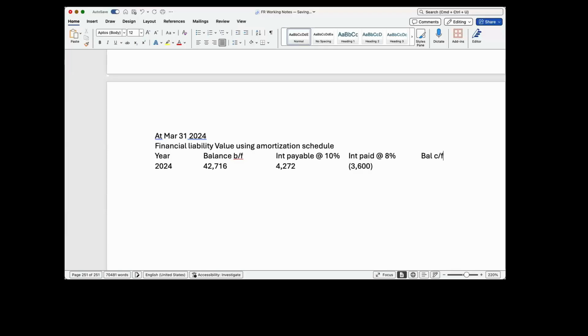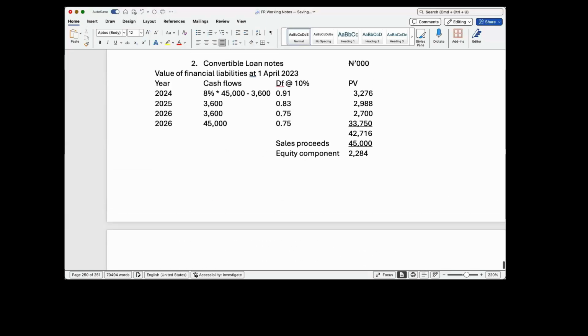Balance carry forward. If I accumulate all these three together, this plus 4272 minus this, how much is that? 43388. 43388. So now in all I've done, this is all I need for my statements.